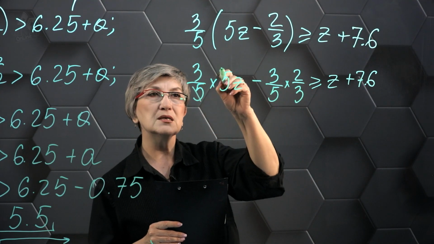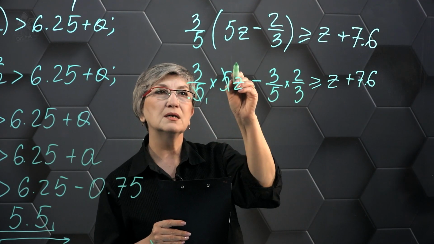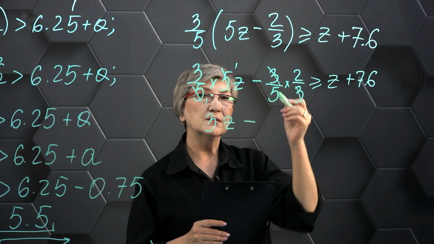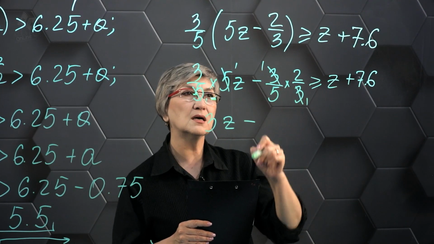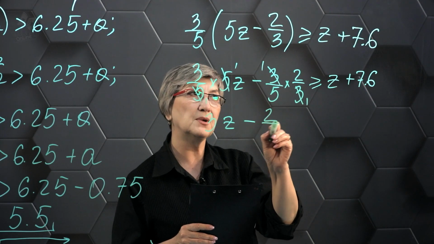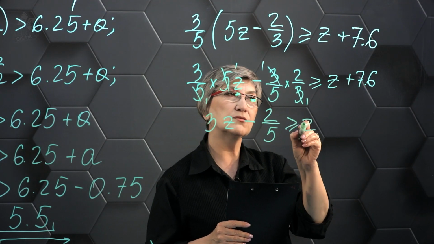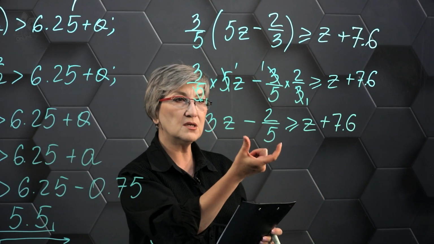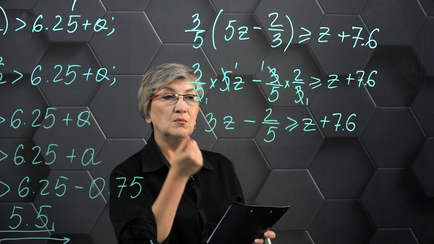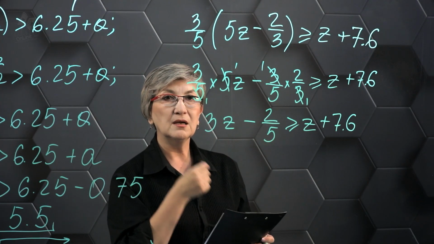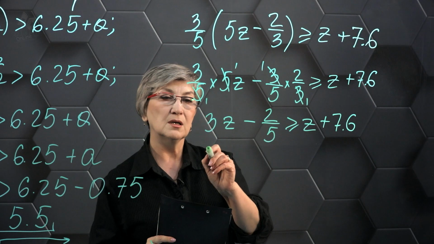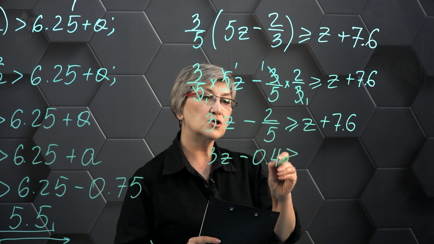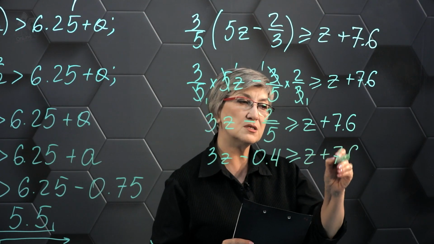I can divide 5 by 5 now. 1 and 1. As a result, 3z minus remains. 3 plus 3. Dividing by 3 gives us 1, 1. The result is 2/5. Greater than or equal to z plus 7.60. And in this case, I saw a fractional number again, 2/5. We can write the number 2/5 as a decimal fraction. 3z minus 0.4 is greater than or equal to z plus 7.60.